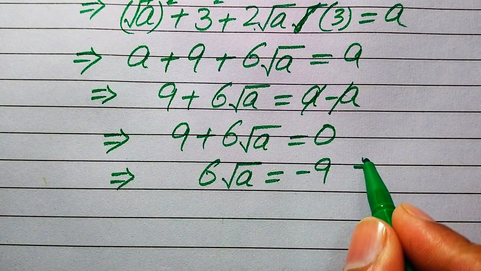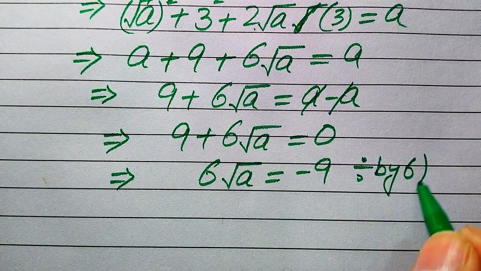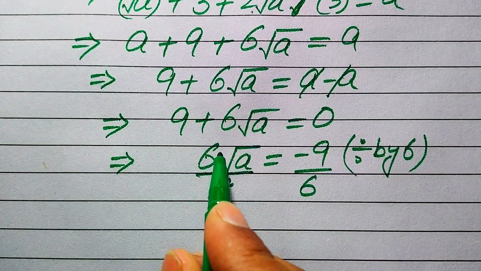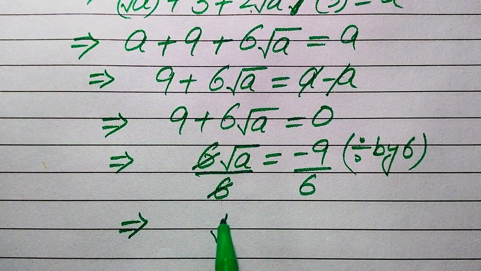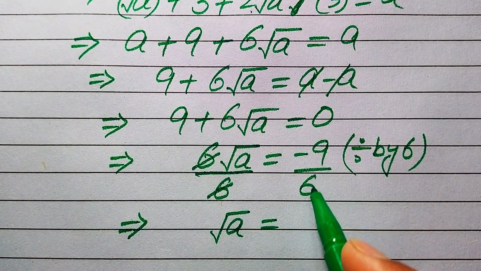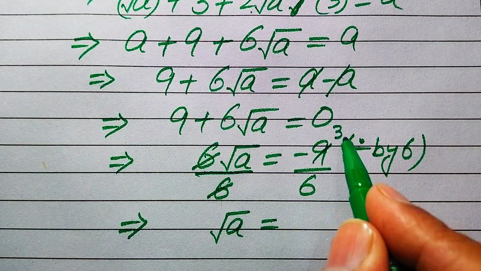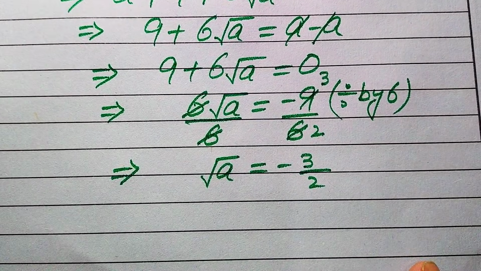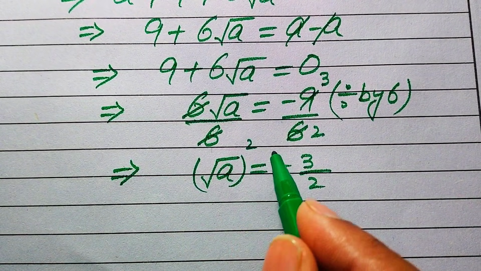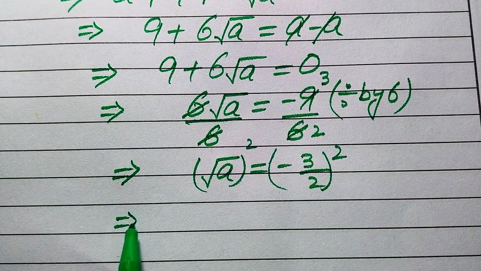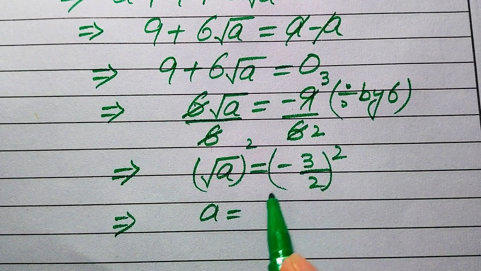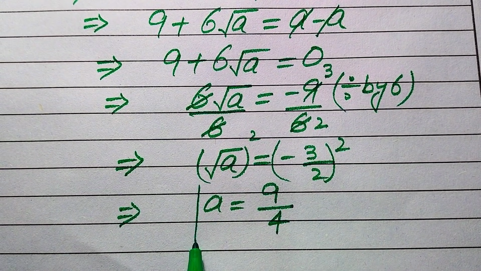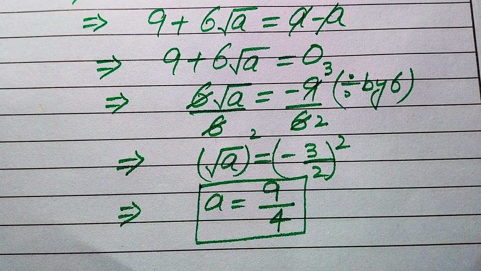Now, for the values of a, we need to remove 6 from the left hand side, and for this we divide both sides by 6. The 6 and 6 are gone, and we get the square root of a equals minus 9 over 6, which simplifies, since 3 3s are 9 and 3 2s are 6, to minus 3 over 2. Now we square both sides, and we get a equals the square of minus 3, which is 9, over the square of 2, which is 4. So this is the only value of a which we get in this method.